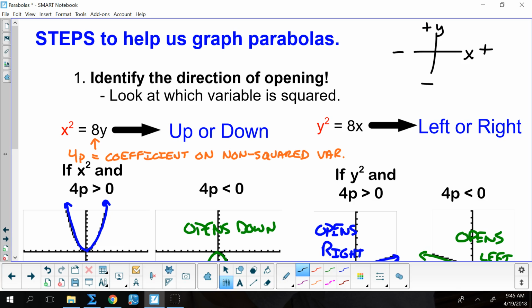So the two positive directions are up and right. If that number in front of the non-squared variable is positive, it's going to open up or right, depending upon which one's squared. If x is squared and it's positive, it's going to open up. If y is squared and it's positive, it's going to open right. If it's negative, then it's going to open in the negative directions, so down or left.